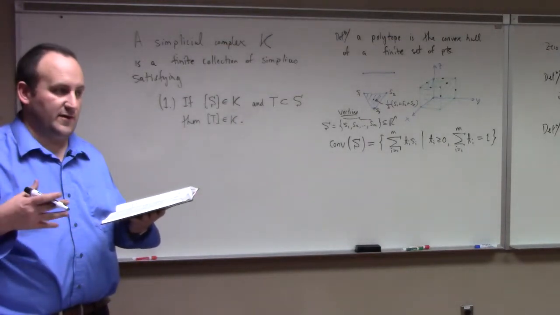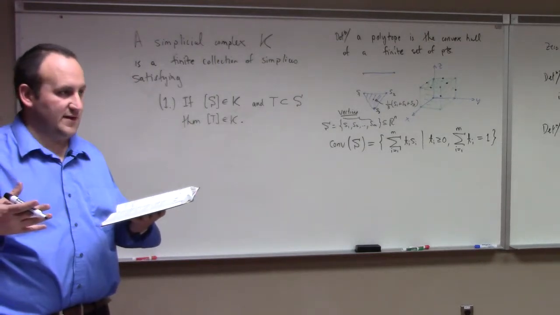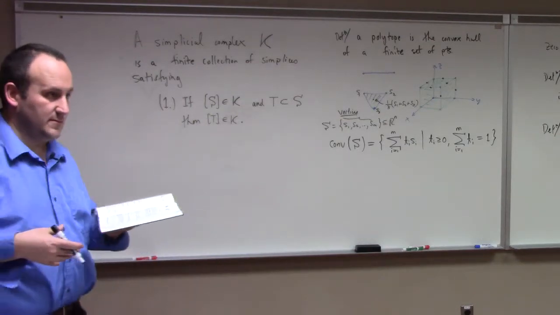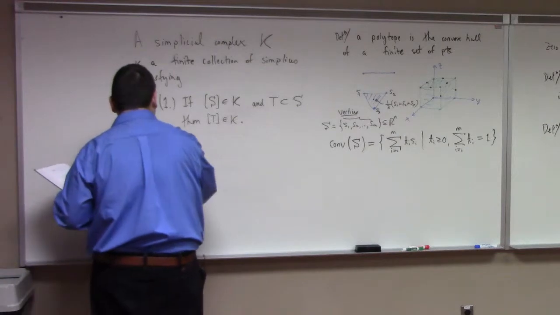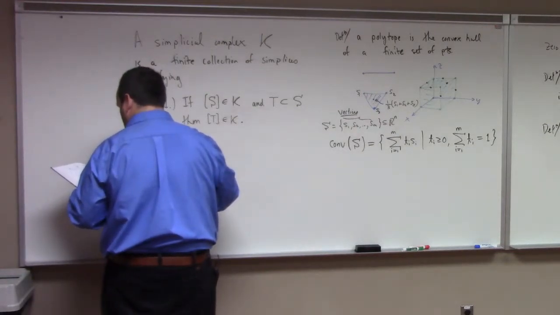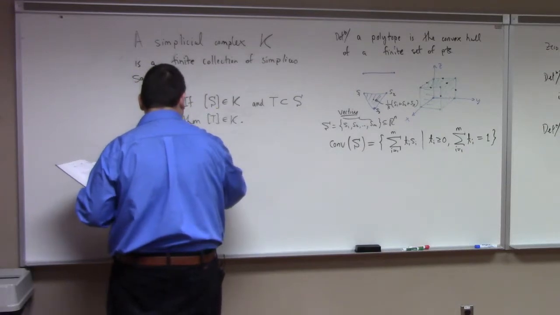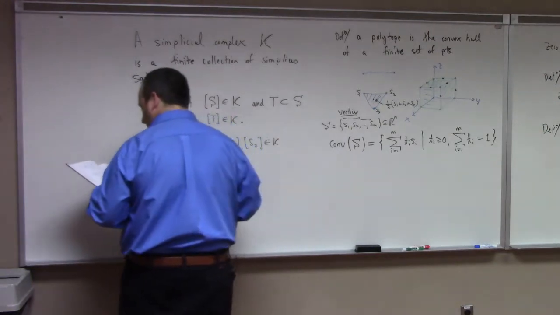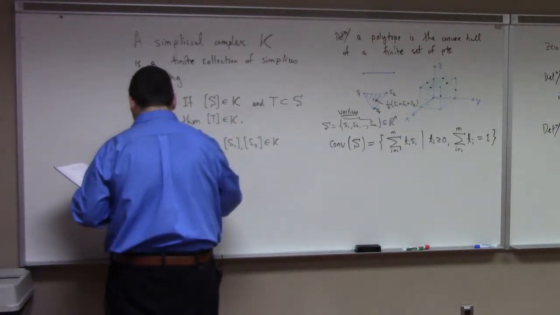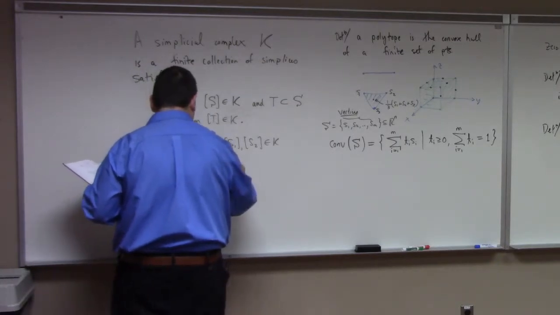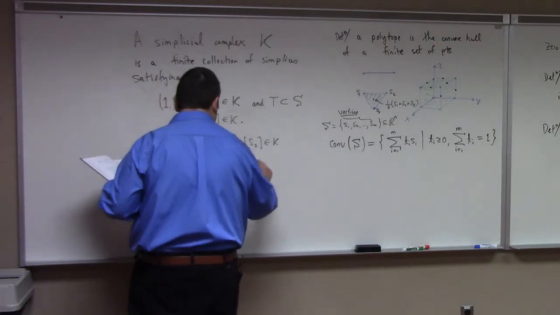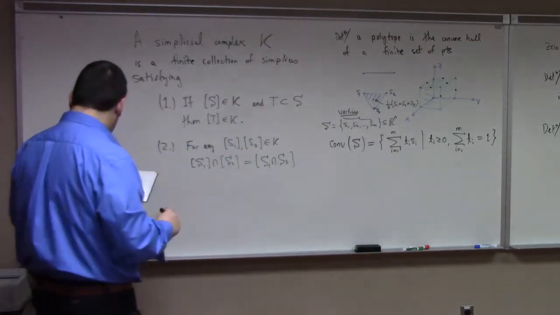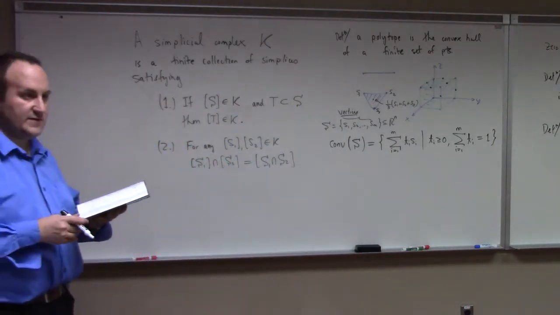So if you've got a triangle that's part of the simplicial complex K, all of the edges and all of the vertices of that triangle are also in the simplicial complex. Them's the rules. And 2, for any pair of simplices in K, the intersection of these two simplices is equal to the convex hull of their intersection. In other words, if two simplices meet, they do so along a mutual face.